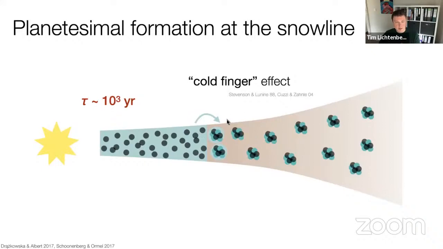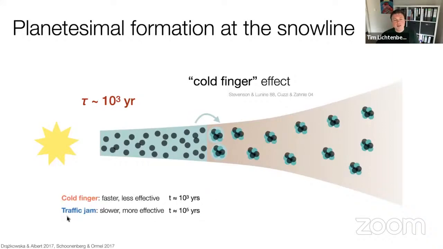The interesting part is, this effect is actually faster than the pileup or traffic jam effect that I explained on the slide before, but it's less effective. So let us summarize. The cold finger effect is faster, less effective, works on a timescale of a few thousand years, and can trigger planetesimal formation. Similarly, the traffic jam effect is slower, but more effective, and works on a timescale of 10 to the 5 to 10 to the 6 years.